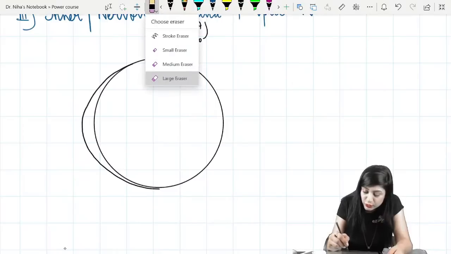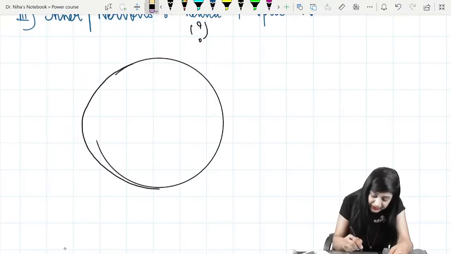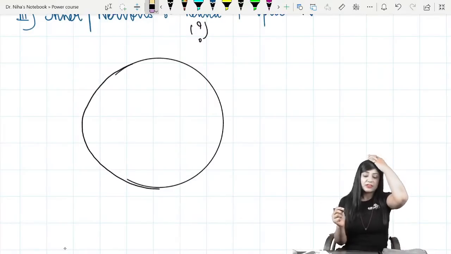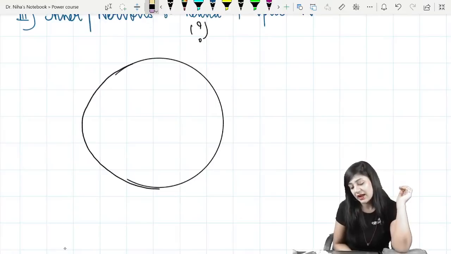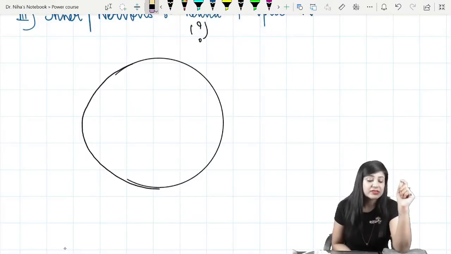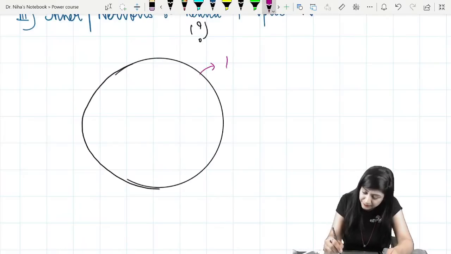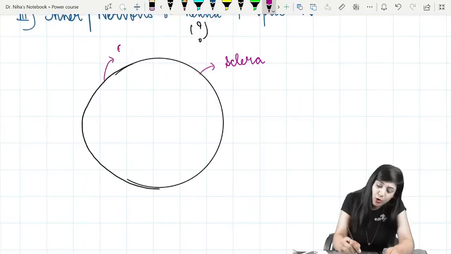Now what you have to do? Rub the inner area. So this will give you the oblate spheroid shape. Yes, everybody is right, it is having the 10 layers. See this, then you can rub the inner area. This will give you an oblate spheroid shape. So this will form the sclera and this will form the cornea.